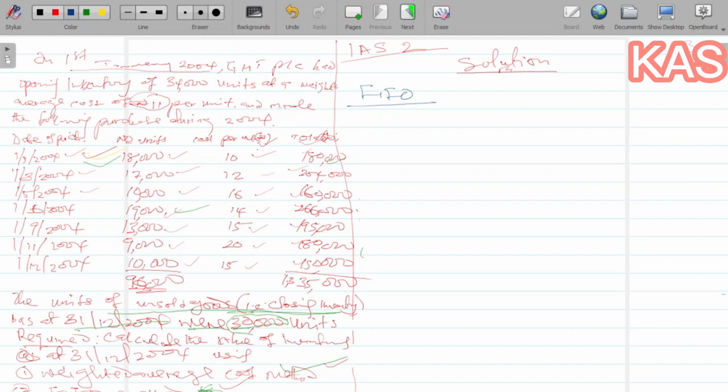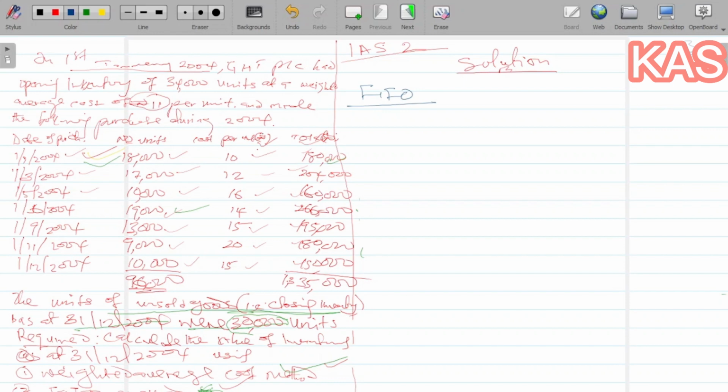Okay, so we are going to look at the second part of this question, which asks us to calculate the value of inventory as at 31st of December 2014 using a weighted average and FIFO. So we have done the first requirement, which is the weighted average. Now we are going to look at the FIFO.